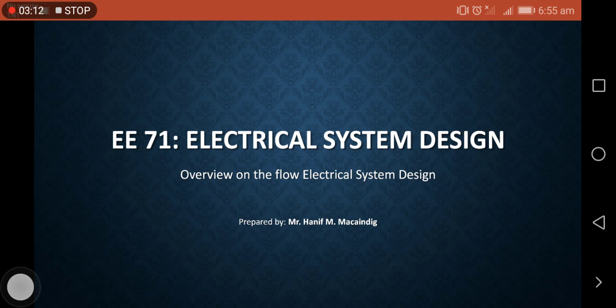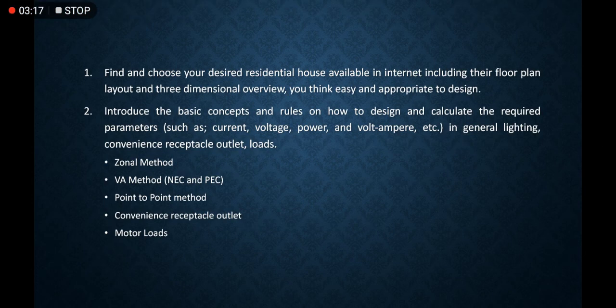So we have an overview on the flow of electrical system design. The first step that we have to do here is to find and choose your desired residential house available on the internet, including their floor plan, layout, and three-dimensional overview, that you think is easy and appropriate to design. For you as a designer in this subject, this is just a practice for a future field.